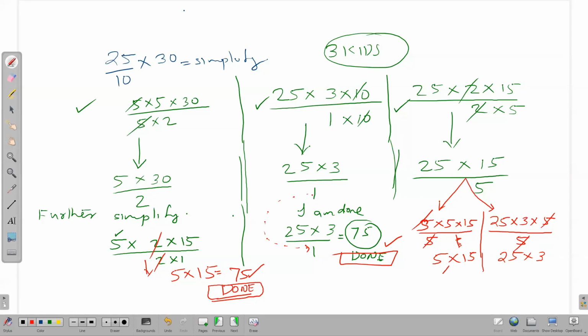5 times 15. What does he get now? He gets 75. Okay. And this method, what does he get? 25 times 3. 75. So everybody is saying done. Okay, so finally what the teacher wanted is a done from everybody.